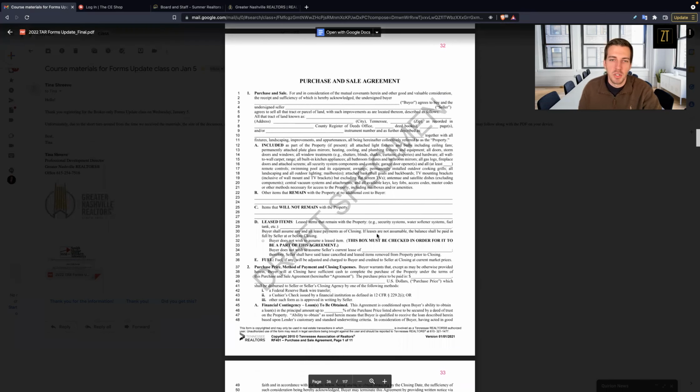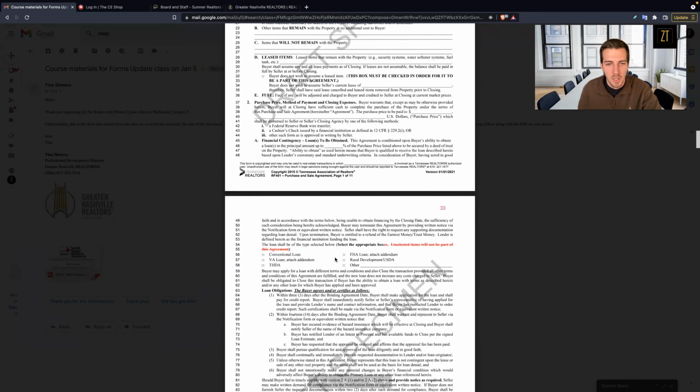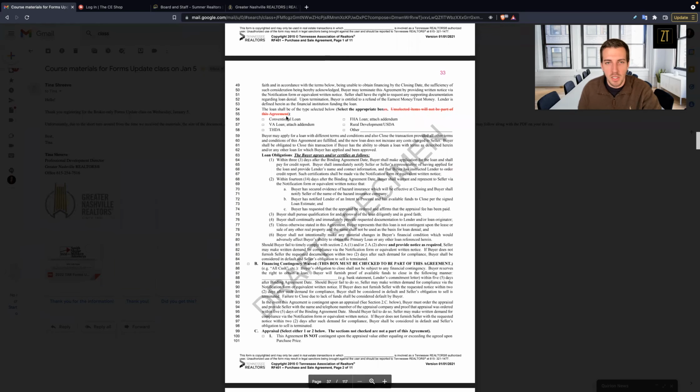Purchase and sale agreement. So here is where they've made a couple different changes. And I actually like them. I think it helps clean up the contract a little bit, less gray area. So one is on the loan type. This loan shall be the type selected below. Select the appropriate box. They got rid of multiple boxes because some people were checking VA and FHA, or checking multiple boxes. You just check one.